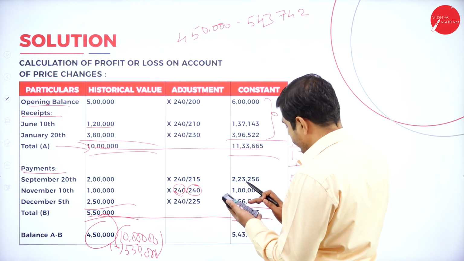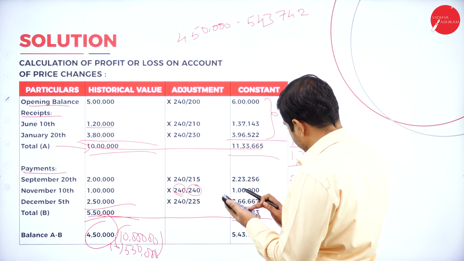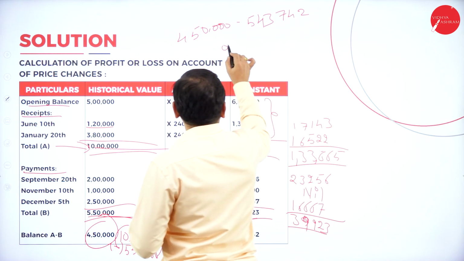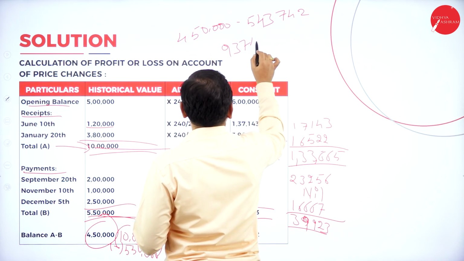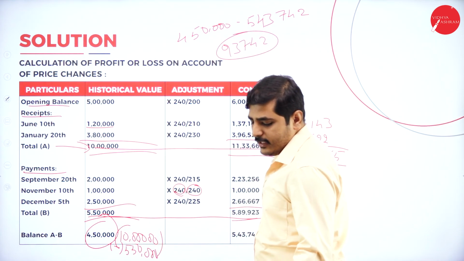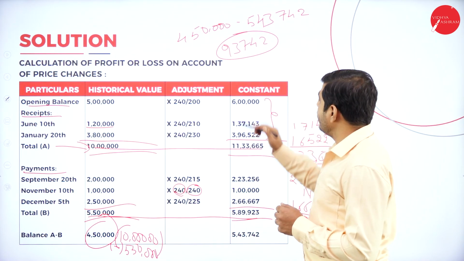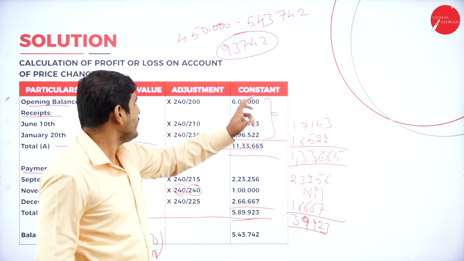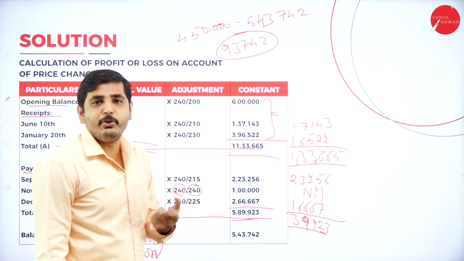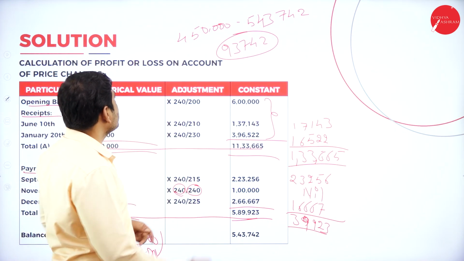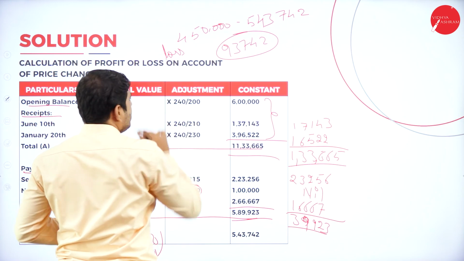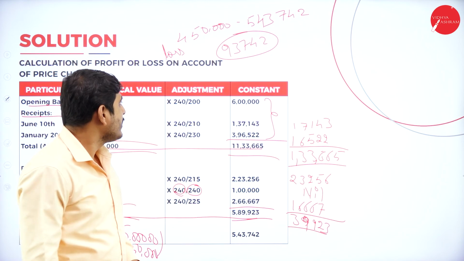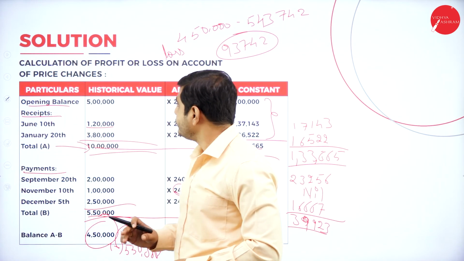Let's calculate. 4,50,000 minus 5,43,742, so it is 93,742. So the value of money has been reduced to the extent of 93,742. The inflation has increased to the extent of 93,742, meaning the value of money has been reduced. So this is the loss. Loss from price change is 93,742. Now let's go to the next problem.